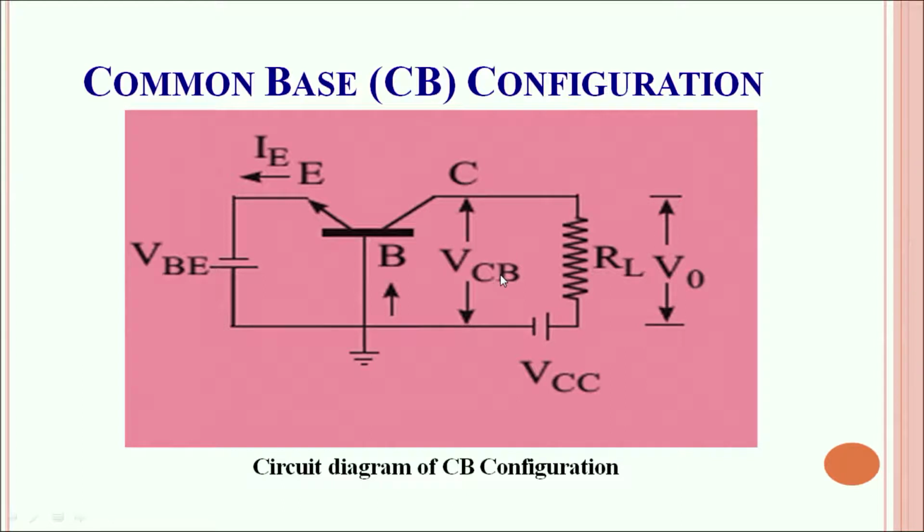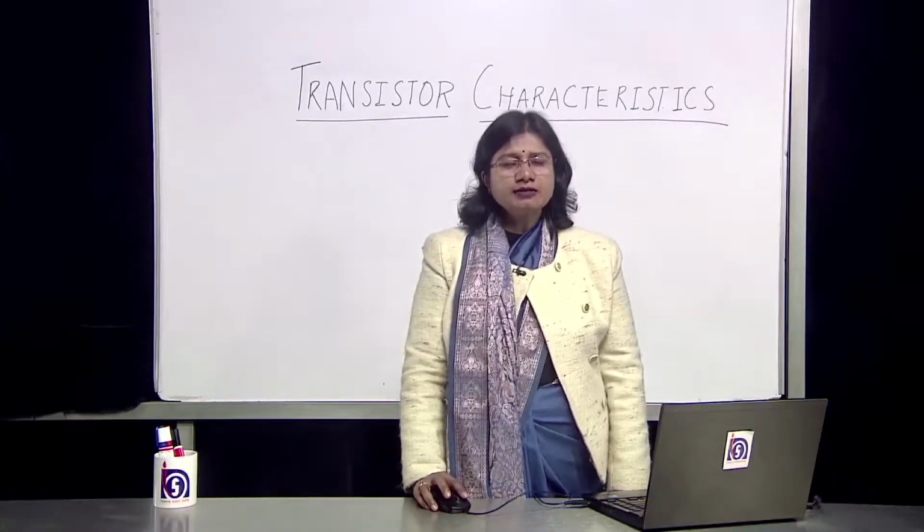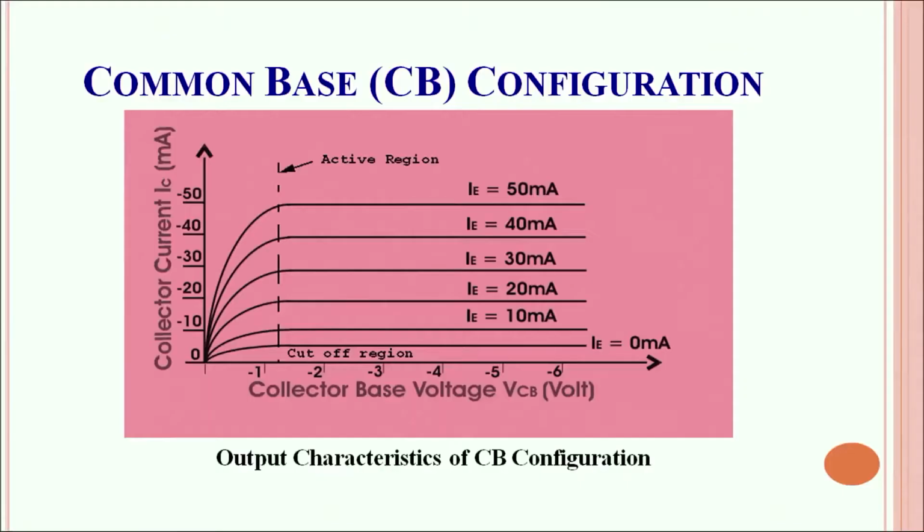Over here, now if we look at the characteristics, both the input and the output characteristics indicate a constant voltage over a given range. Let's see the two figures. Let's understand the common base configuration output characteristics.